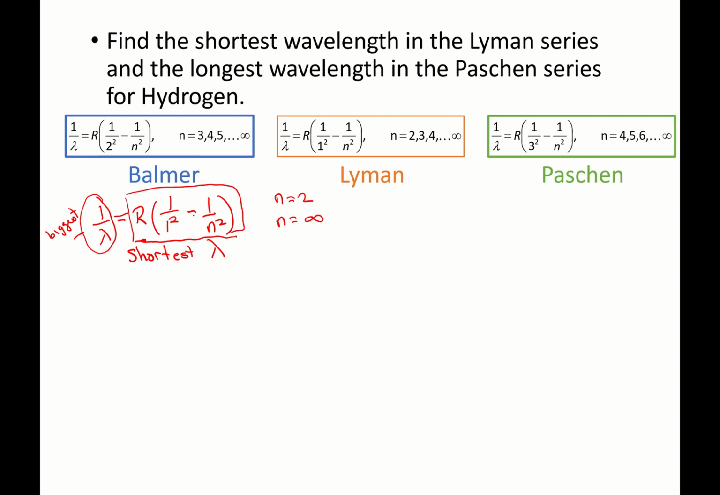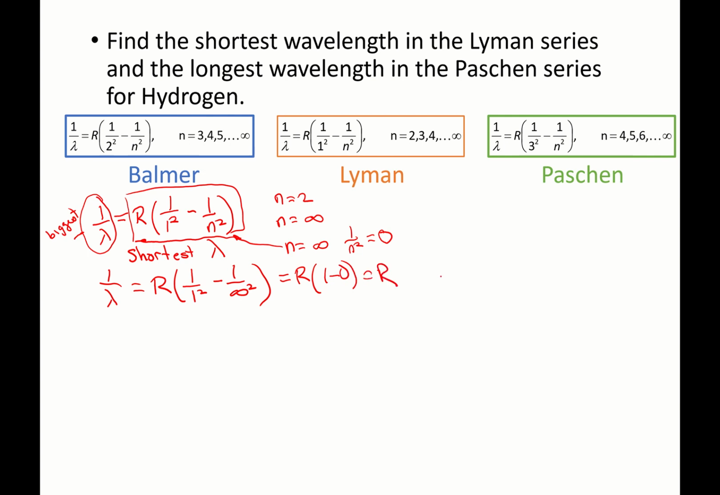Okay, so I've got 1 over 1 squared minus something. To make that the biggest, I want to subtract the smallest something from it. And the smallest something will be where n equals infinity. So if n equals infinity, 1 over n squared is equal to 0. So the shortest wavelength will be where 1 over lambda is equal to R times 1 over 1 squared, which is just 1, of course, minus 1 over infinity squared. So that's just going to be R times 1 minus 0, or R.